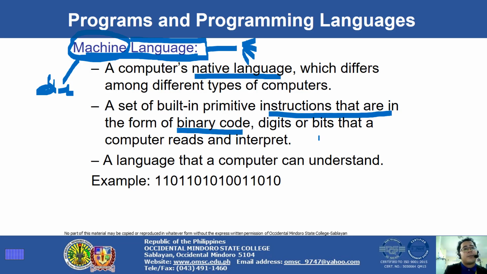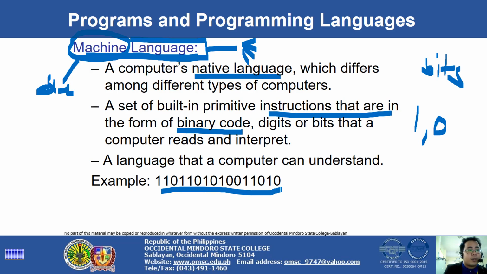Kapag sinabi nating binary code, dun sa previous discussion natin, we have bits and, ano na nga yung isa? Bits and bytes. Okay? So kapag sinabi nating binary code, it is a series of ones and zeros. Okay? So, a language that a computer can understand, so ang ginagamit natin is bits or the binary code. Okay? That is zeros and one.